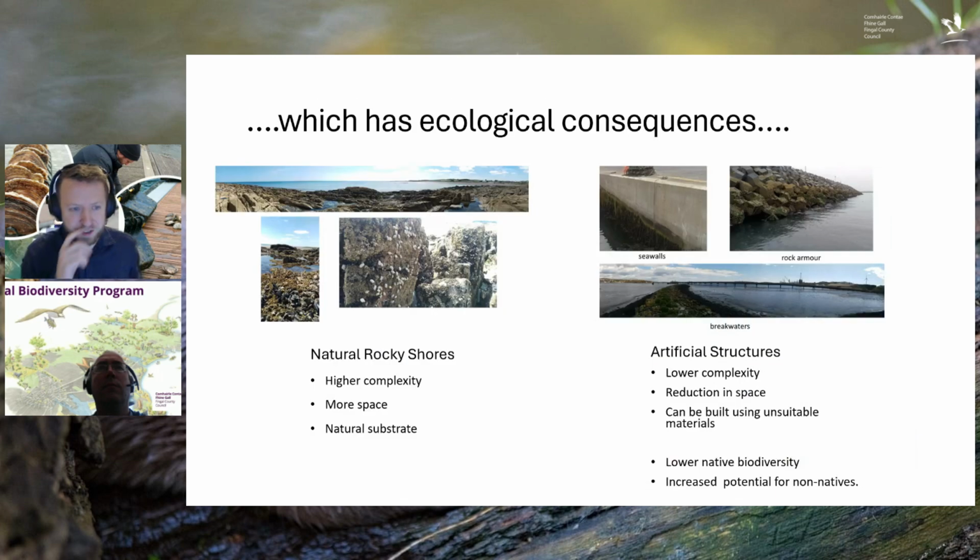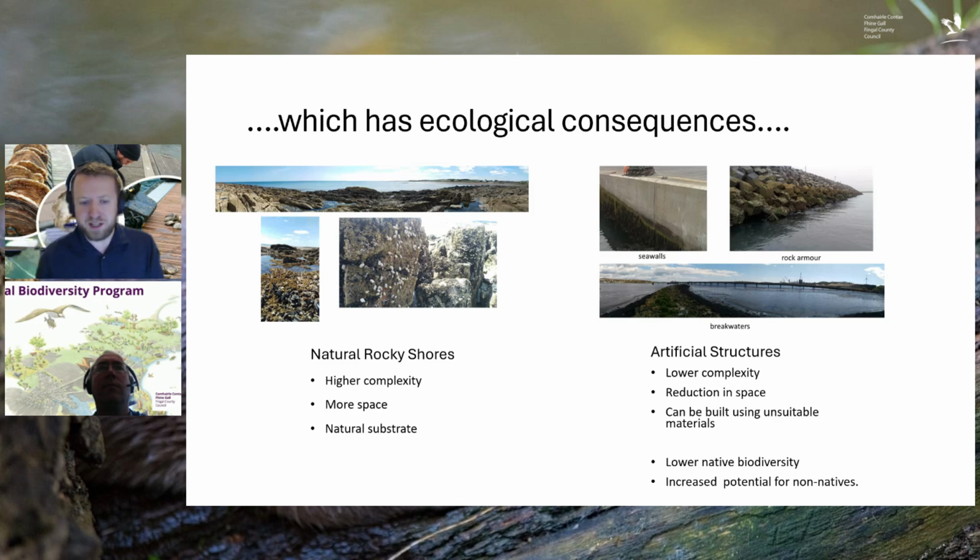So this has some ecological consequences. The natural shores will have a higher complexity of just ridges and crevices, so there's more space and a lot more natural substrate for animals and plants as well. Whereas the artificial structures will lower the complexity with those smooth surfaces, as opposed to the shells and rocks that you normally see. So there's a reduction of space there. And this can be built using unsuitable materials that are actually harmful for biodiversity in the long run.